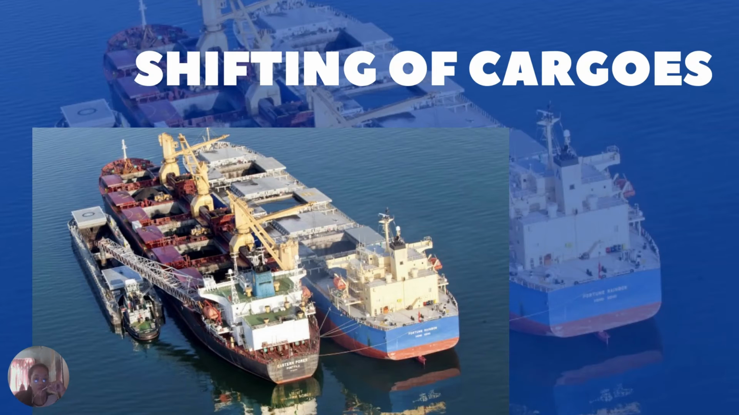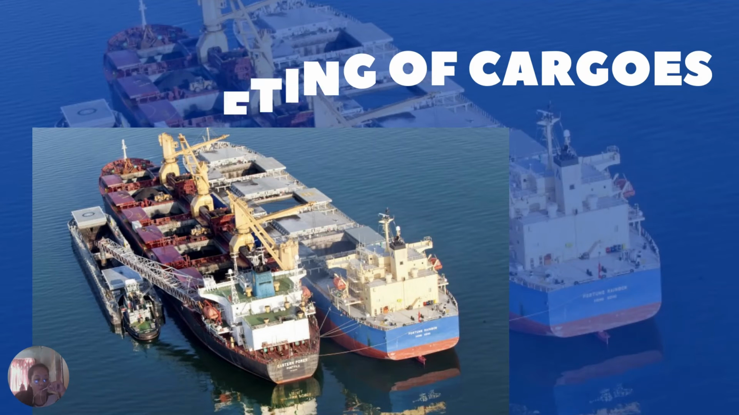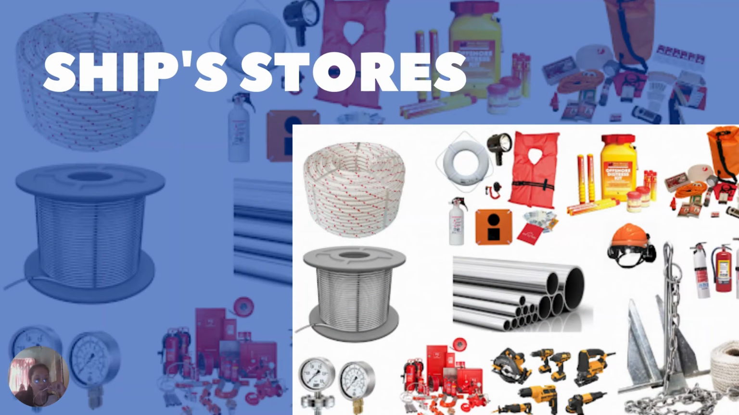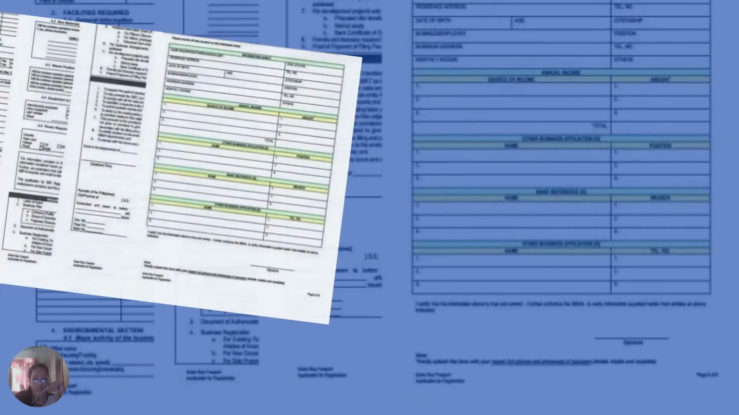Shifting of cargoes. When we say shifting of cargoes, it is transferring of cargoes from vessel to vessel and from vessel to dock, dock to vessel, hatch to hatch, and bay to bay. Ship stores. It consists of spare equipment such as chains, anchor, and the like necessary for the safe navigation of the ship.